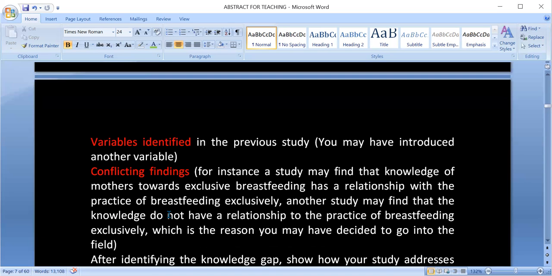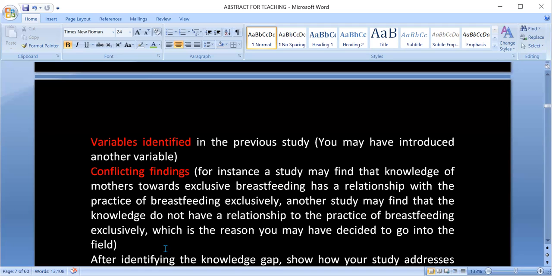Another way of finding a gap is when there are conflicting findings. For instance, a study may find that knowledge of mothers towards exclusive breastfeeding has a relationship with the practice of breastfeeding exclusively. Another person's study may find out that knowledge does not have a relationship to the practice of breastfeeding exclusively. So this is a reason you may decide to go into research in the field.